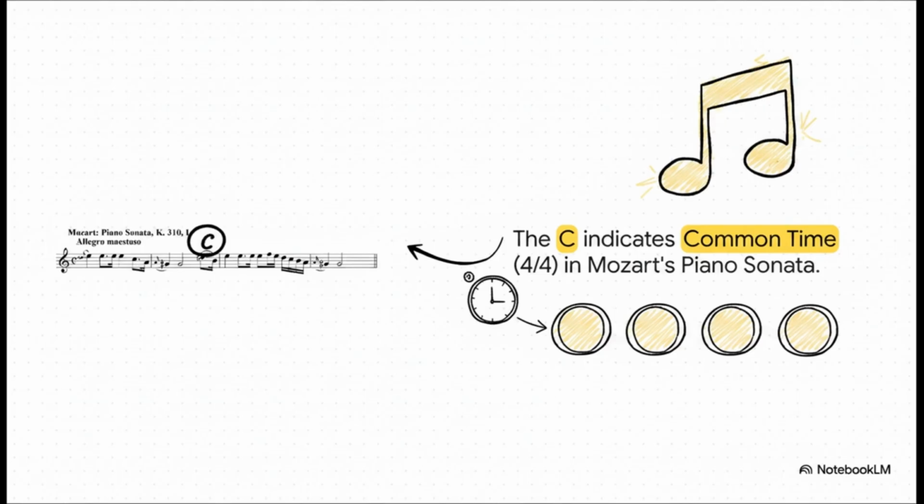It's so incredibly dominant that if you look at the sheet music for Mozart's Piano Sonata, instead of writing a 4 over a 4, there is simply a large letter C. That C stands for common time. That's right, even way back in the classical era, 4/4 time was so incredibly ubiquitous that they didn't even bother writing the numbers out anymore. They just called it common.